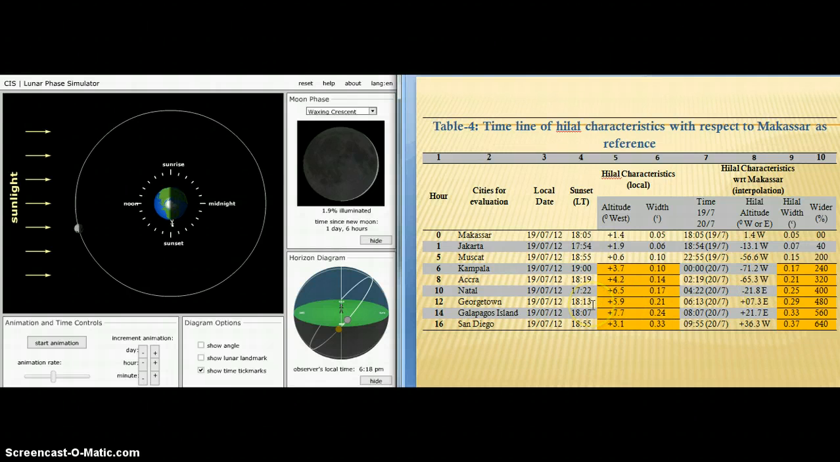Peculiarities begin to appear here. While a 0.10 minutes thick crescent at sunset in Kampala is recognized as a valid mark to begin Ramadan because its altitude is 3.7 degrees, the thickness of the crescent with reference to Makassar, which is actually now 0.17 minutes, or some 70% larger than the crescent in Kampala, cannot be recognized to start Ramadan in Makassar. The reason is simply that the crescent is invisible to the eye as it is below the Makassar horizon.